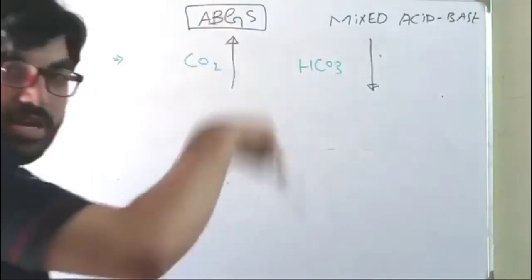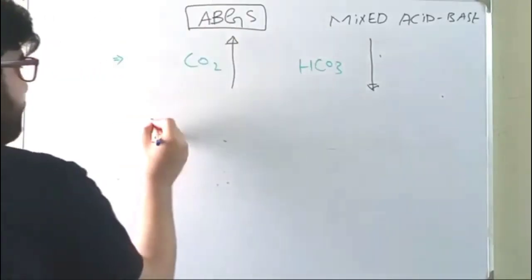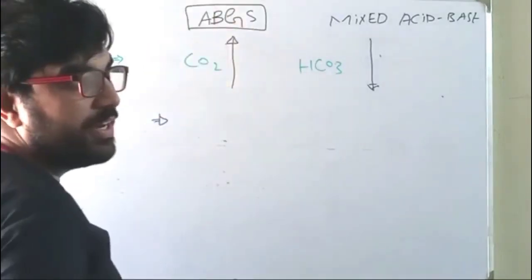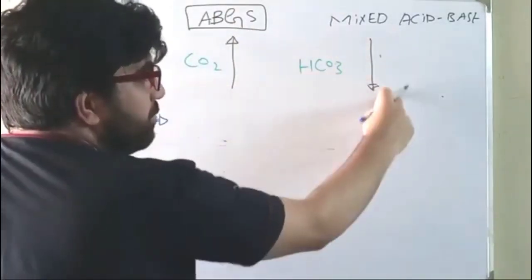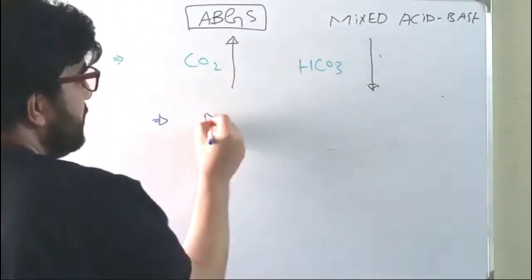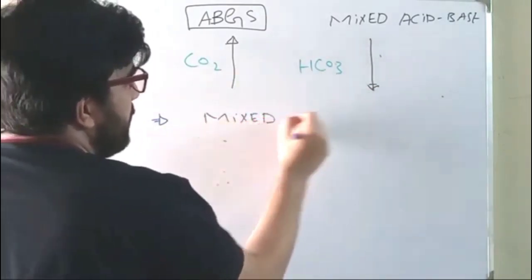Now CO2 is increasing, bicarbonate is decreasing. Which condition is this? CO2 is acid. It will cause respiratory acidosis and it will cause metabolic acidosis. Both are causing acidosis. So this is mixed acidosis.